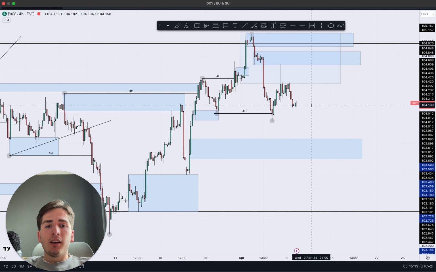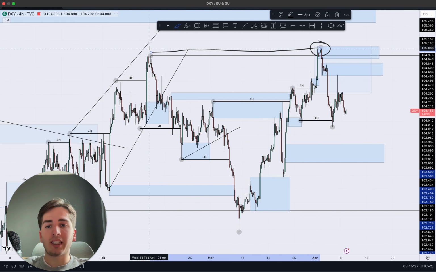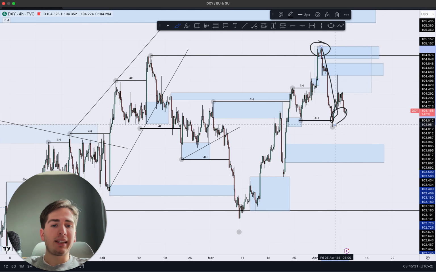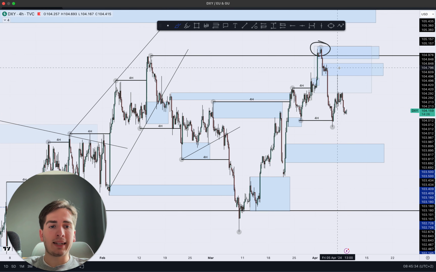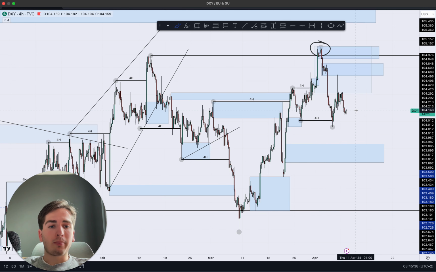The 4-hour at the moment is bearish after pretty much liquidating the highs over here and getting all the stop losses, or taking the external range liquidity, or whatever you want to call this. We can see that we reversed very heavily towards the downside, saw a break of structure, pulled back in towards this area of supply over here, and from there we continued back down lower.